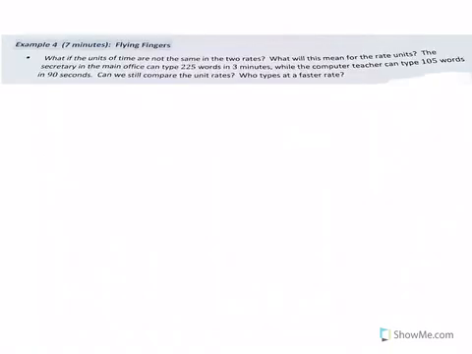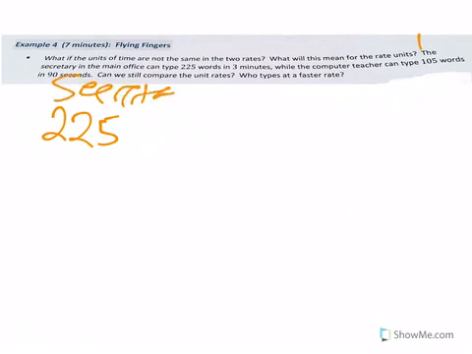Okay, what if the units of time are not the same in the two rates? What does this mean for the rate units? Here's the question. It starts right here. The secretary in the main office can type 225 words in 3 minutes. Okay, so I'm going to say the secretary.